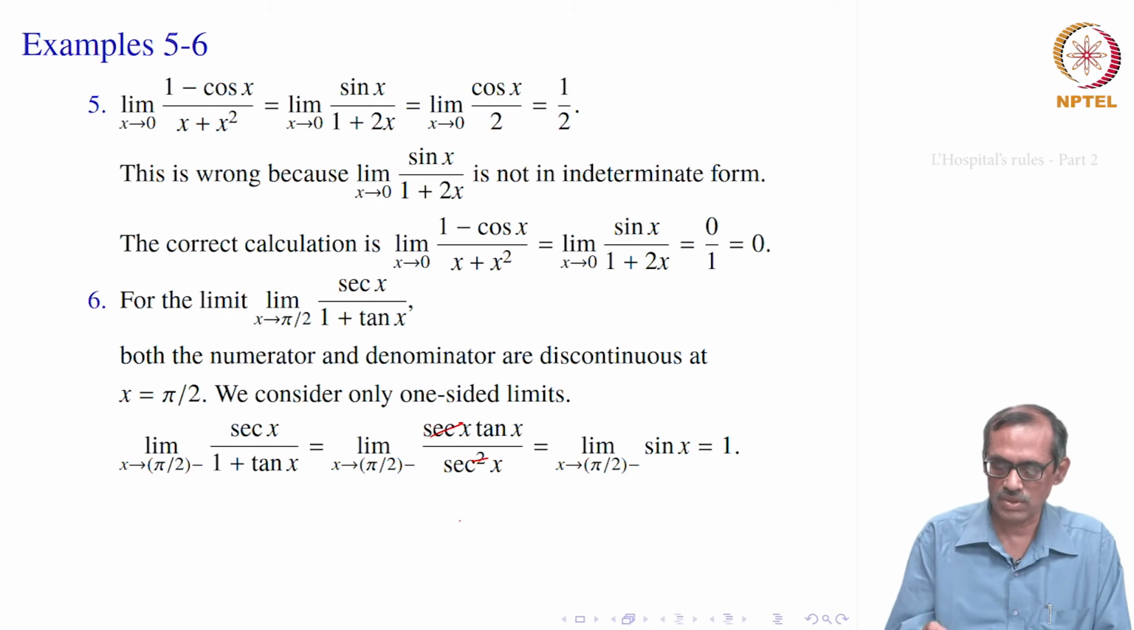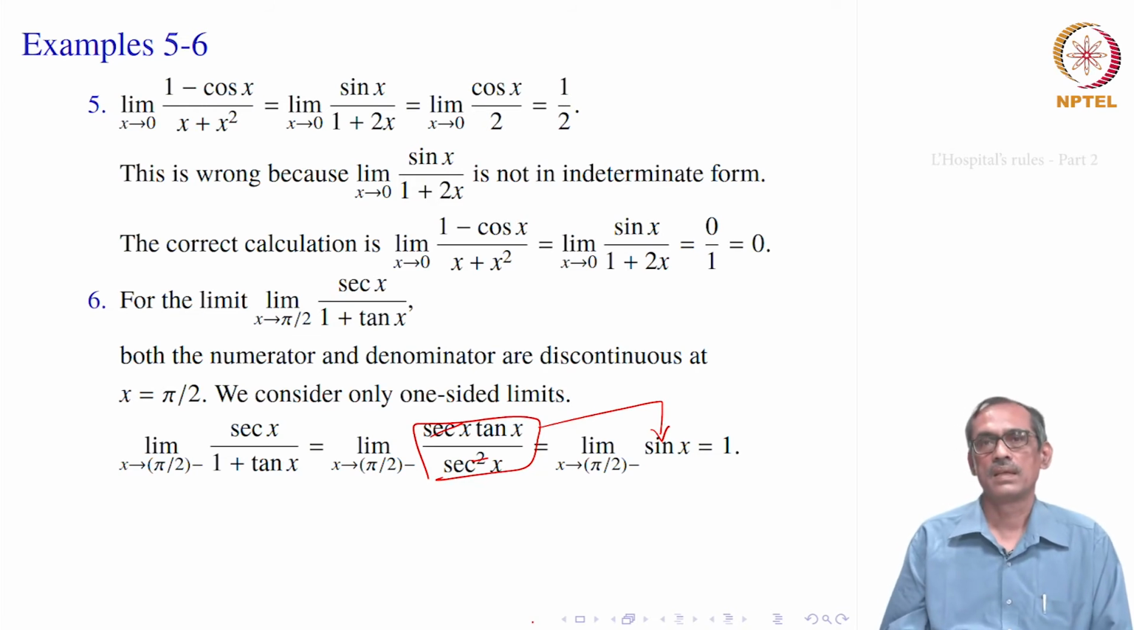We have now tan x by secant x, which is sin x by cos x into sec x, and cos x and sec x become 1. So, this whole thing is equal to sin x. So, you do not have to apply L'Hopital's rule blindly again, because it simplifies to sin x. Therefore, when x goes to pi by 2 minus, it will be sin x, which is 1.